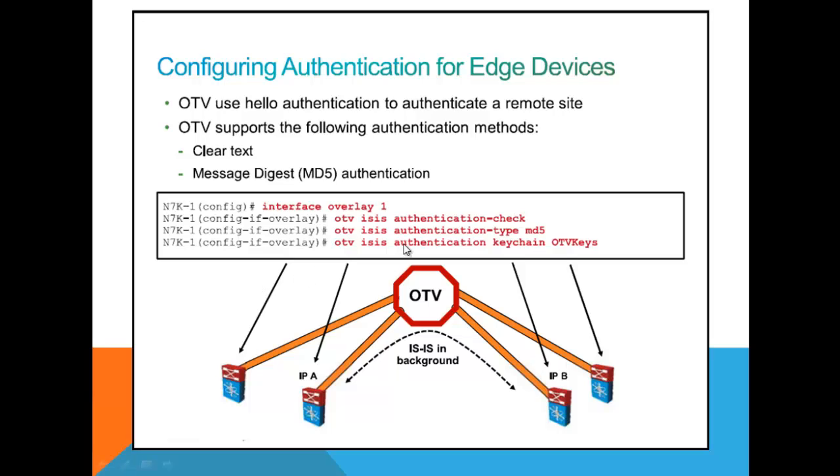Now, if you want more security between the data centers, if you want to check before forming neighbor, then you can enable authentication like this. Go under that same interface overlay 1 which we created in the previous slide and say OTV ISIS authentication check. I want to enable MD5. You also have clear text, and I want to use this keychain. Do that same thing on the other side with the same key. That brings the neighbor up if multicasting, IGMP version 3 with the same multicast address is given.